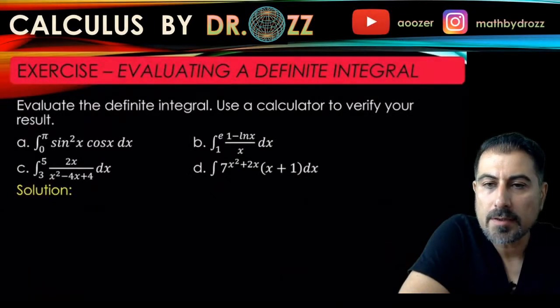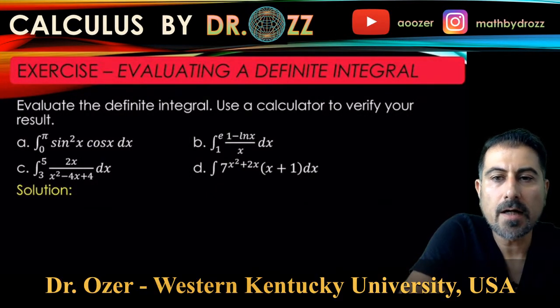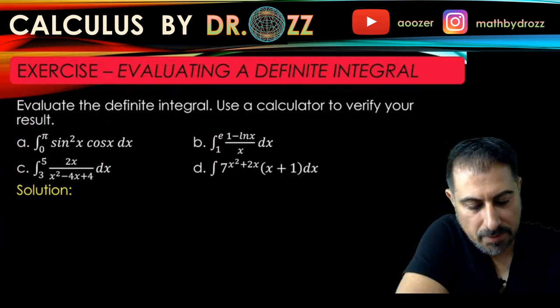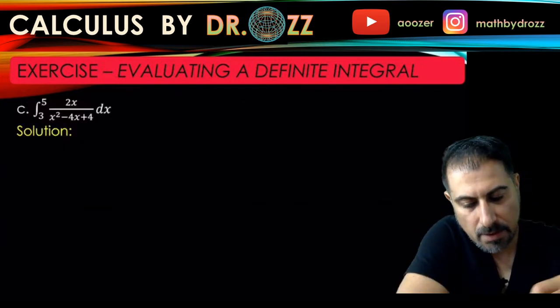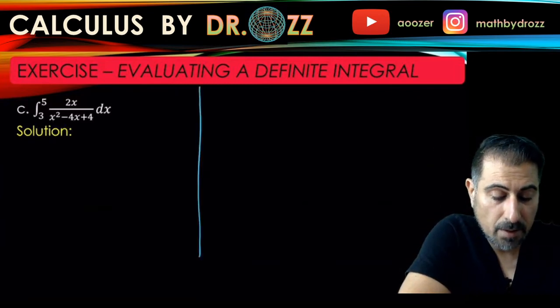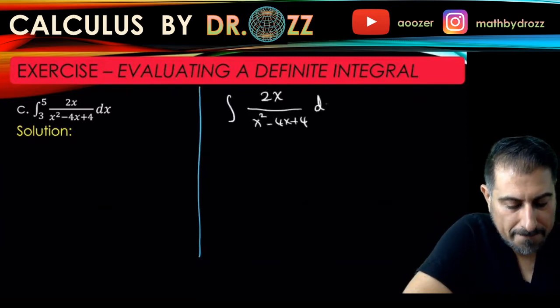All right, let's go with part C. We have the definite integral of 2x over x squared minus 4x plus 4. As always, I'm going to first consider this as an indefinite integral problem. So the bottom is a quadratic.